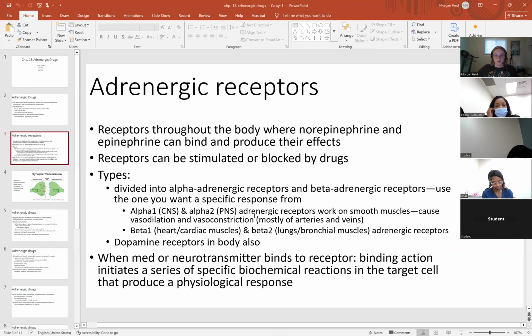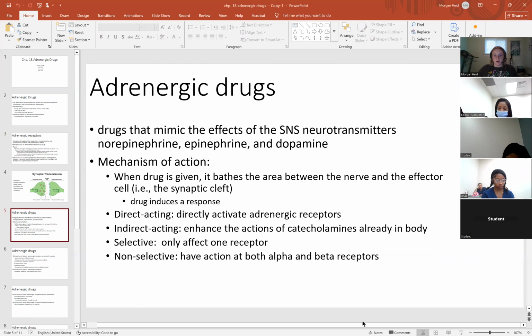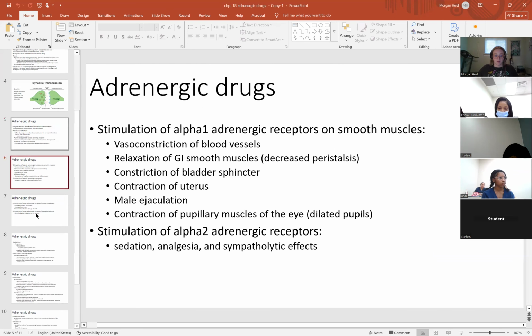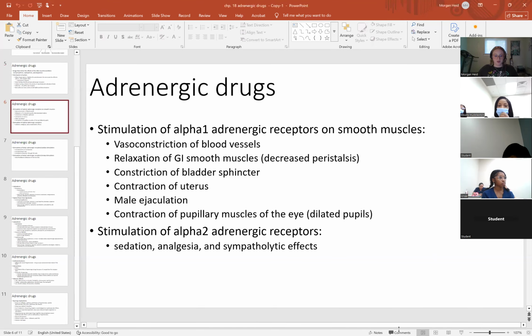So if I go to the next slide, we talked about what the receptors were already, which are basically, again, those beta and alpha, right? My alpha are in the body and my beta are on the heart and the lungs. So it's important to remember those as we keep going through here. I'm going to skip a couple slides here because they're a little redundant.